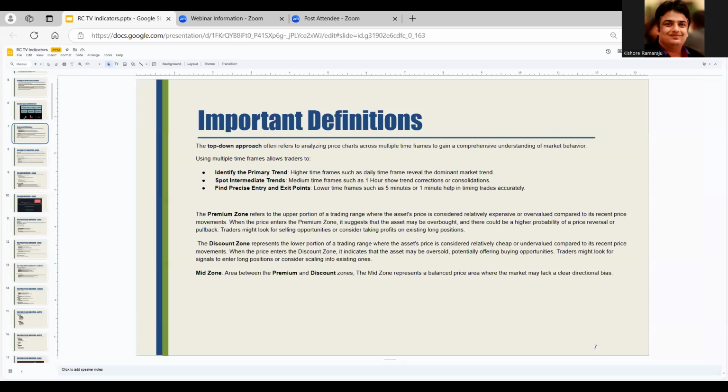So now let us look at some examples. For example, this RC QQQ. If everyone can see the screen.